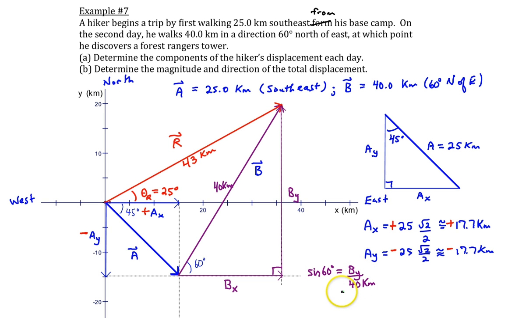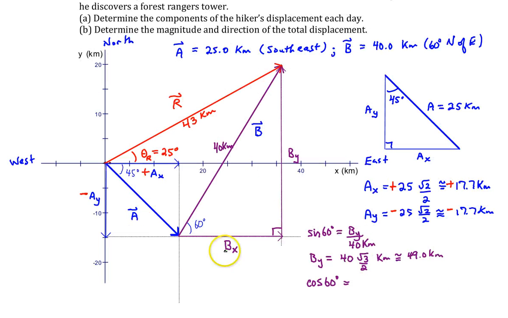The sine of 60 degrees, which is opposite over hypotenuse, would be equal to B sub y divided by 40. And B sub y would be equal to 40 times sine of 60 degrees, which is root 3 over 2, which is approximately equal to 49.0 kilometers. Now solving for the x component, the cosine of 60 degrees is equal to the adjacent side Bx divided by the hypotenuse of 40 kilometers, which is equal to 40 times the cosine of 60 degrees, which is 1/2, and this reduces to exactly 20 kilometers.